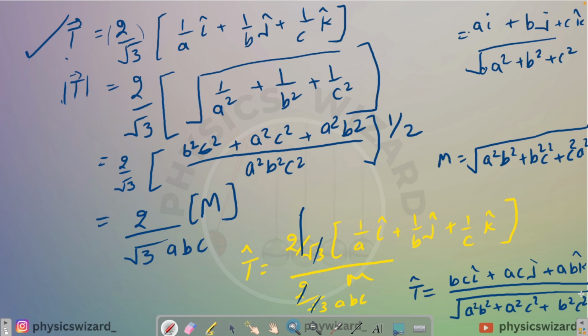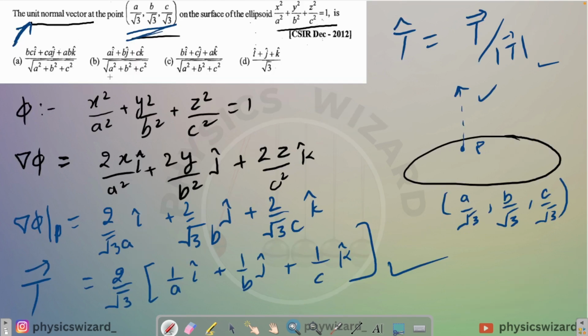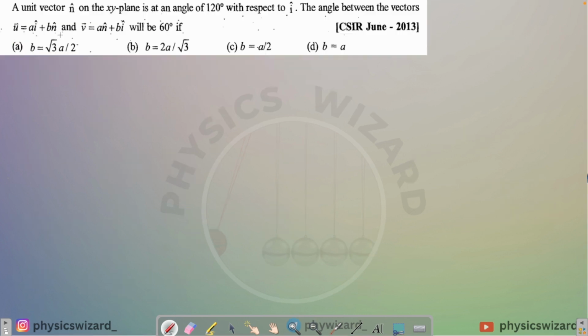Now look for the answer. No option is matching here. Actually the numerator is matching, but the denominator isn't. This is a typing error. This is the correct answer. The numerator is matching. Let's see the next question.